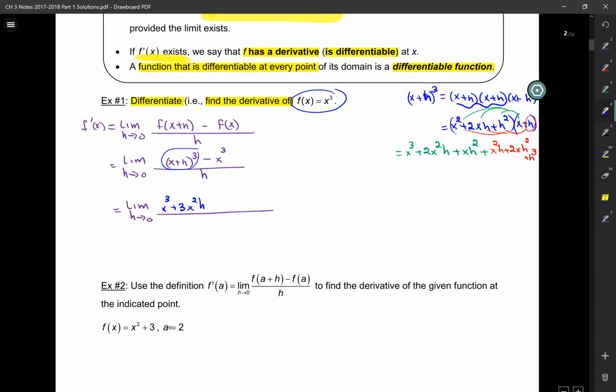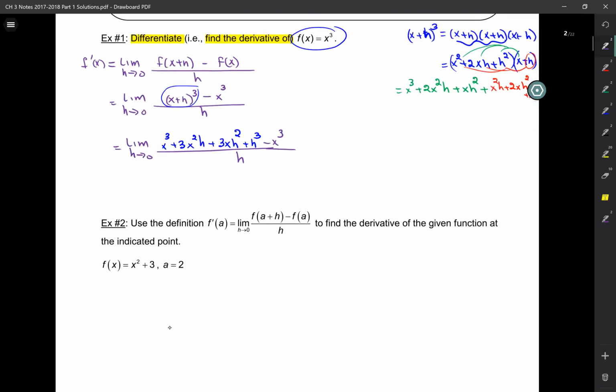Those of you that were in my class last year, when we did the binomial theorem, that gave us the coefficients to expand this. So we could have done it that way. Plus 3xh squared, plus h cubed, minus x cubed, over h. So everything in the blue is what we did in the margin, and the green and the red. And then I just continued the function up top.